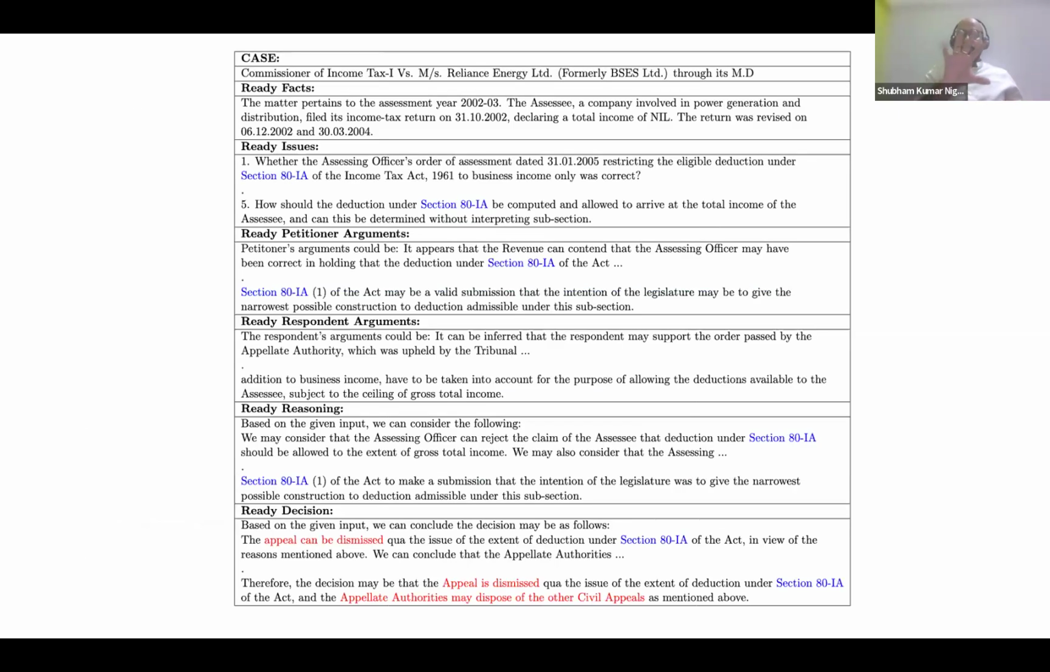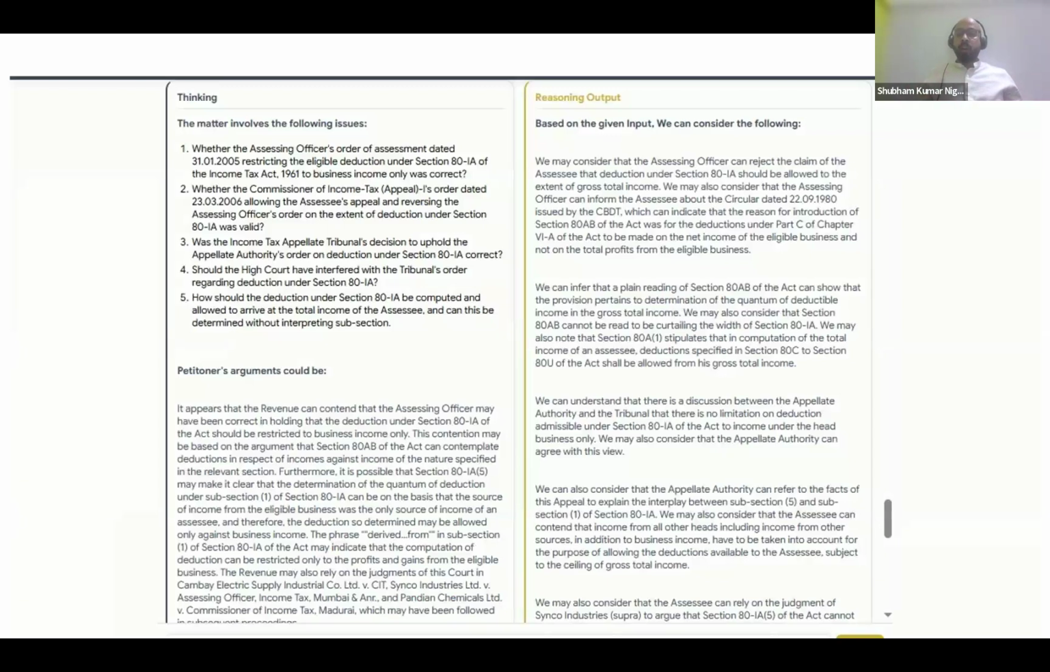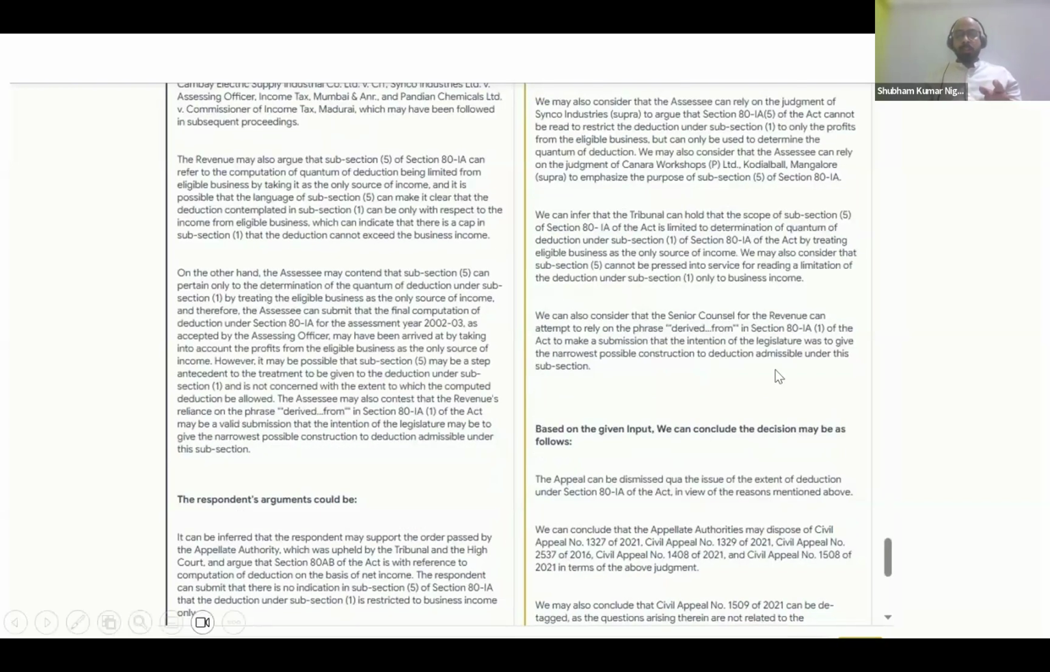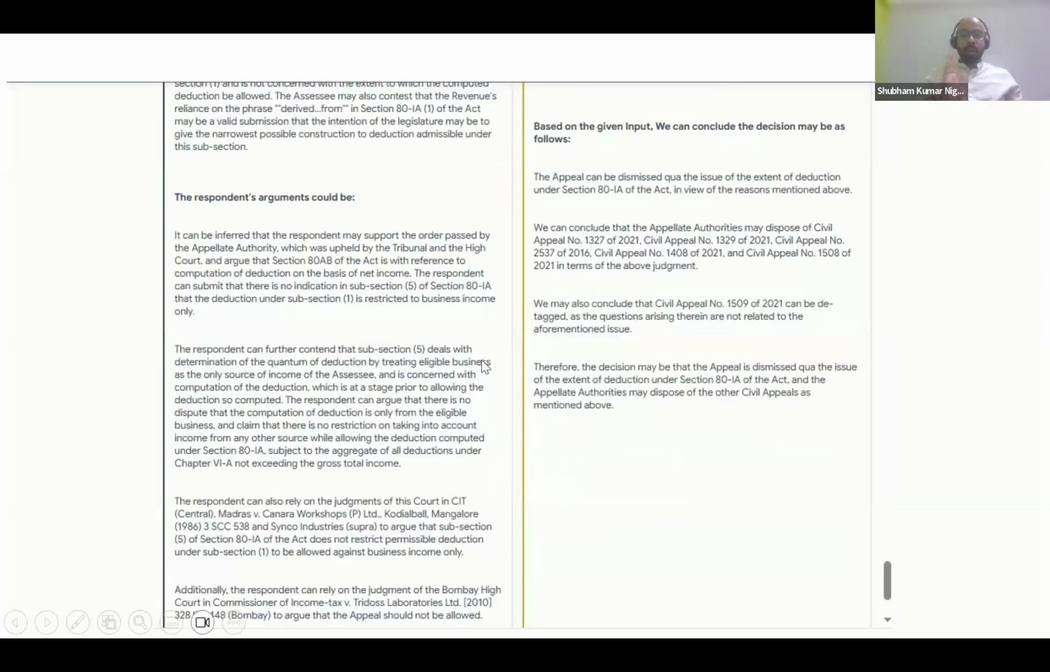For example, I'm giving you one of the case scenarios where the case, facts, issues, all structured information is already given, and this is our tool. I'm giving you a screenshot of one of our inputs. On the left side, you can see the case given. This is the thinking: the matter involves the following issues. All these issues are given, and this is what the petitioner's argument could be. On the right side you can see all the outputs, based on the given input. On the left side you can see the issues, the petitioner's argument, as well as the respondent's argument. So all that information is there, the right side is the outcome, and the left side shows the reasoning behind all those outcomes.